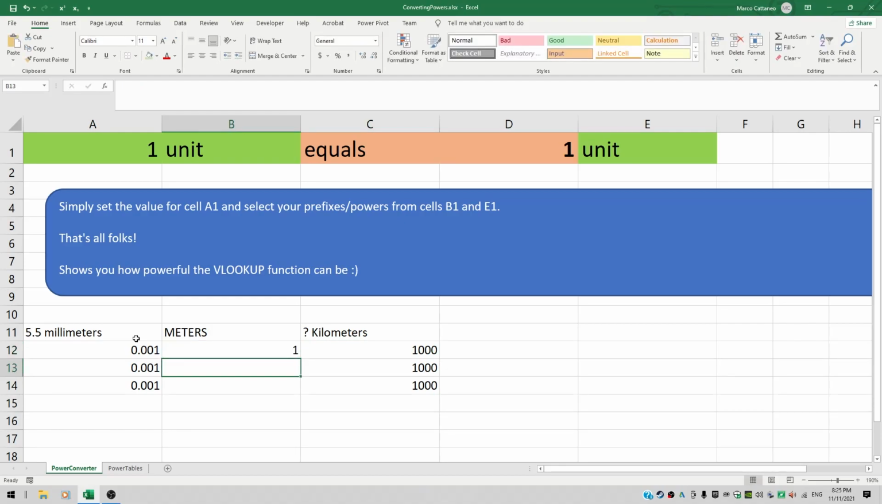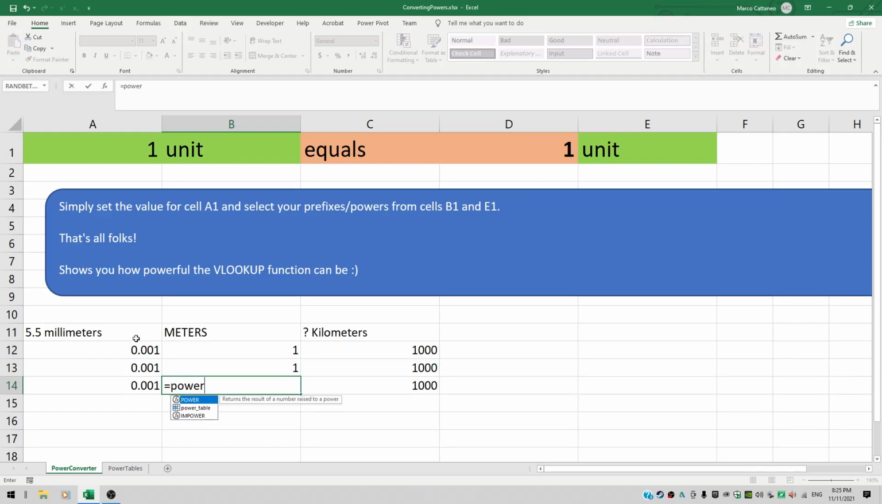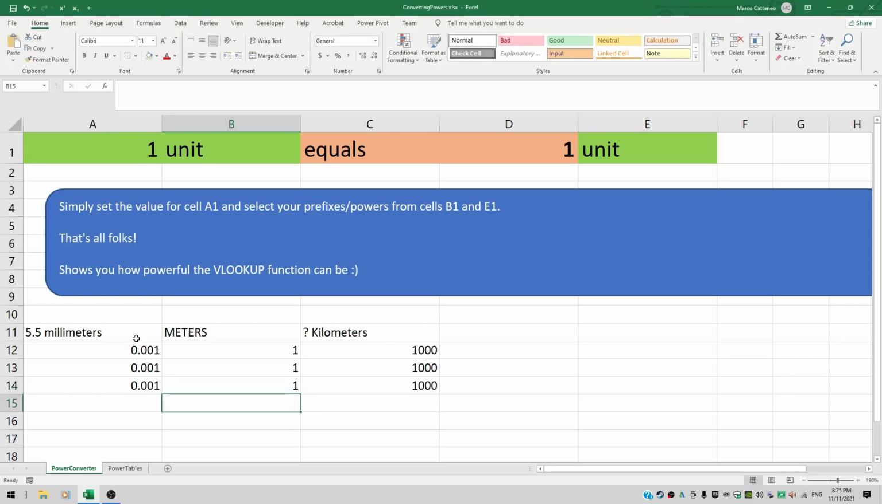If you talk about meters, well, 1 meter is 1 meter, I guess. It's somewhere in the middle. That's the unit I'm counting in. 1 meter is the same as 10 to the power of 0, because something to the power of 0 is always 1. So 10 to the power of 0 also equals 1. Or you can type in equals POWER, the base is 10, and the power is 0. 10 to the power of 0 is also 1.